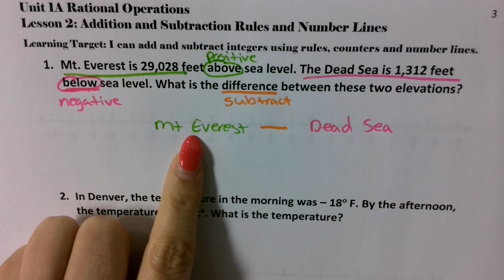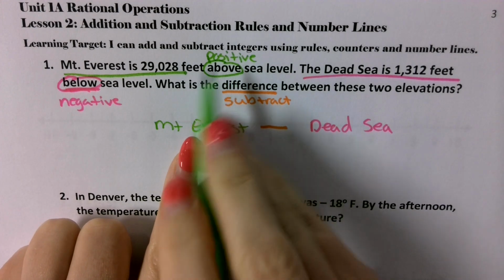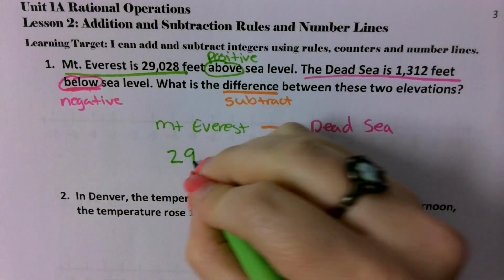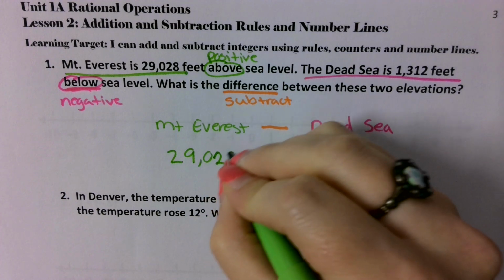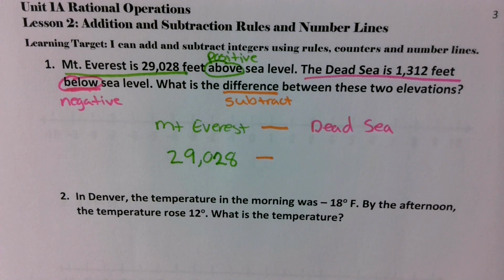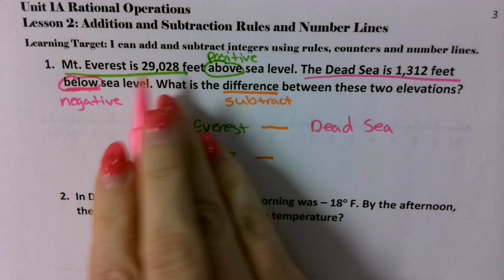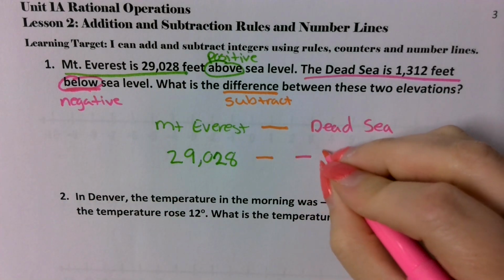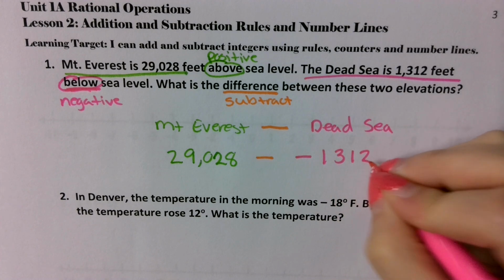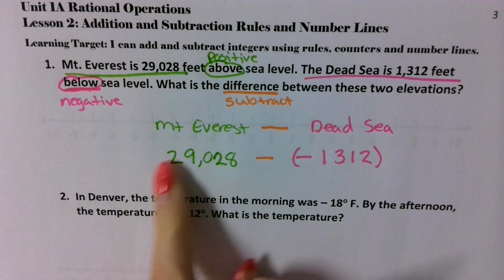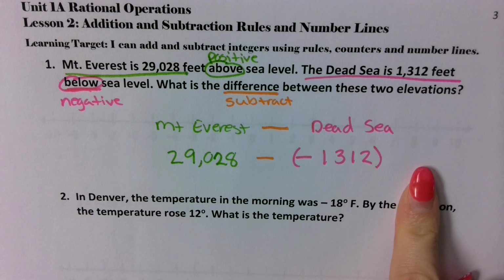The measurement for Mount Everest was a positive 29,028. And now I know I had to subtract. And then the measurement for the Dead Sea was a negative 1,312. Okay, so here is the problem I can work out now.